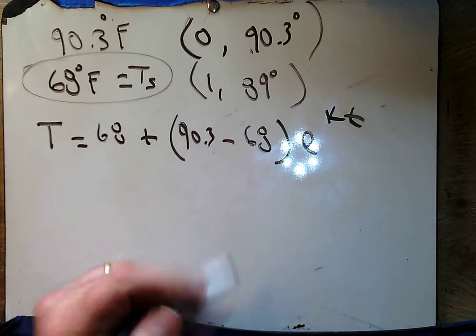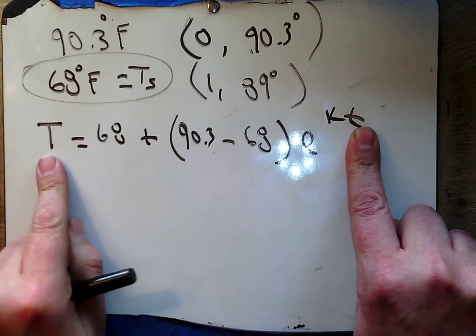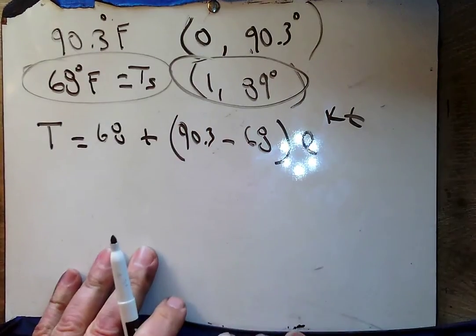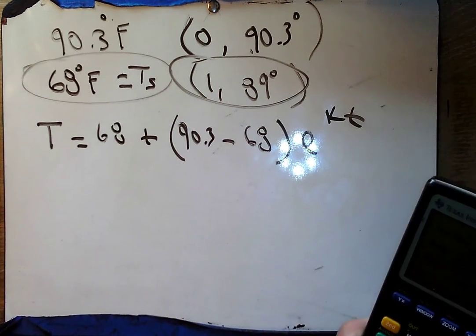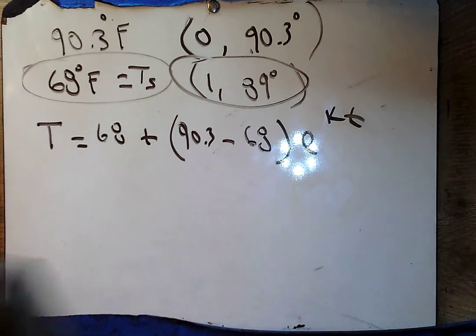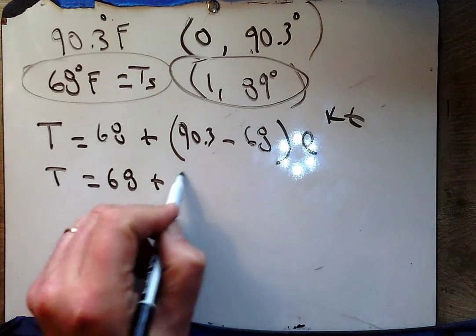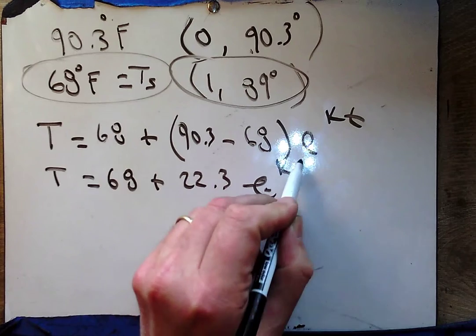Great. So I filled in a lot of stuff. This is my input variable. This is my output variable. All I have to do is solve for k, and that's why they've given me that. Great. I'm going to figure out what that is. 90.3 minus 68. That's 22.3. So T equals 68 plus 22.3 e to the kt.